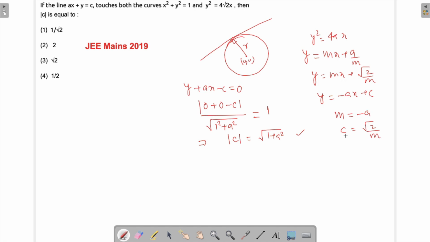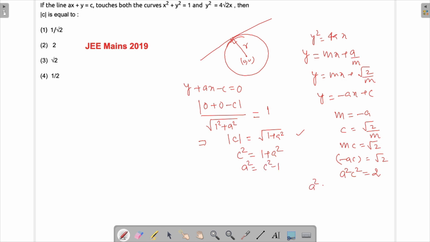So what can we say over here? We can say that m into c is going to be equal to root 2, or we can substitute, minus ac is going to be equal to square root of 2, or I can just square it. So this will become a square c square equals to 2. Similarly, if I square the earlier result, then I'll get c square equals to 1 plus a square, right? We want to find out c, so we'll substitute a square. So a square will be c square minus 1.